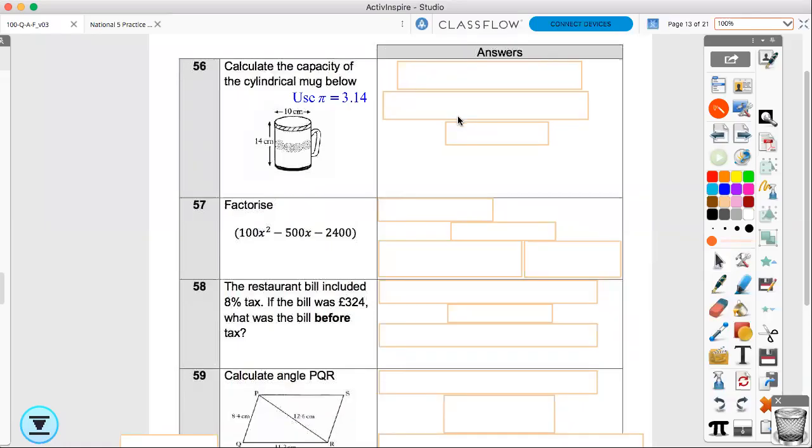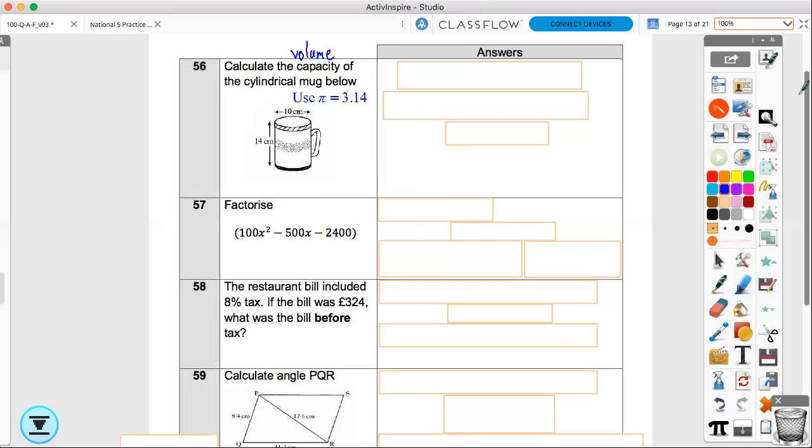So basically, we stopped last time at question 55. So question 56 was: calculate the capacity of the cylindrical mug. Whenever I see this question, capacity, I tend to just go, okay, what they want me to do here is to find the volume. Capacity and volume are exactly the same thing. So if you write that down, then you go, okay, I need to find the volume.